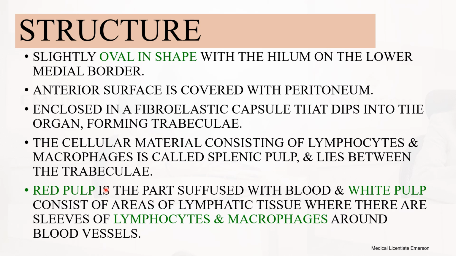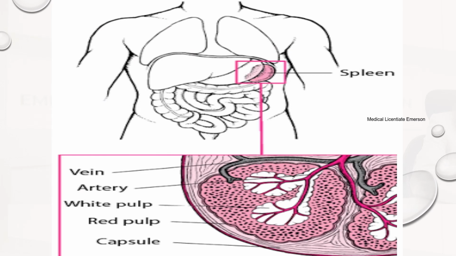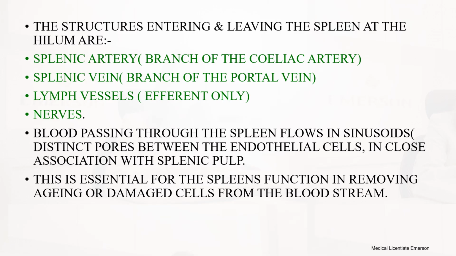Then we have the red pulp, which is the parts suffused with the blood, and the white pulp, which consists of areas of lymphatic tissue where there are strips of lymphocytes and macrophages around the blood vessels. This is about the structure of the spleen. Okay, so this is where the spleen is, the vein, artery, then the white pulp and the red pulp and the capsule, of course.